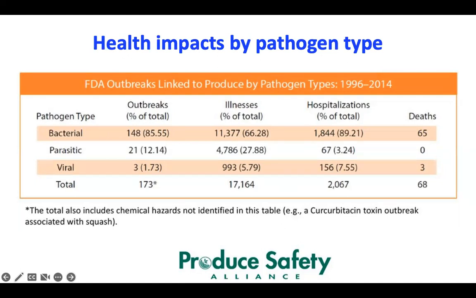As you can see, there were about 172 produce-related reported outbreaks during that period of time, resulting in 17,156 outbreak-related illnesses, over 2,000 hospitalizations, and 68 deaths. This picture also includes a chemical hazard that was linked to the consumption of squash in 2002. As you can see here, bacteria is the most common pathogen type that makes people sick.